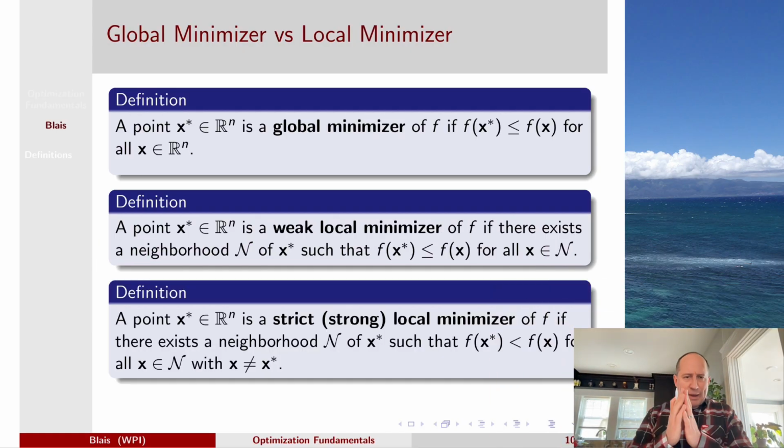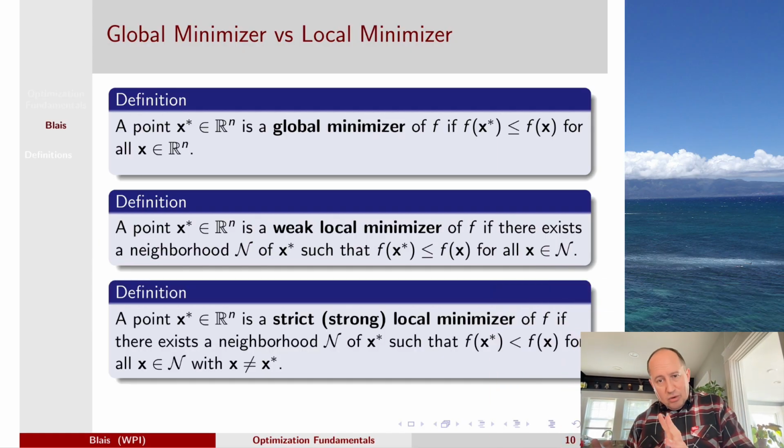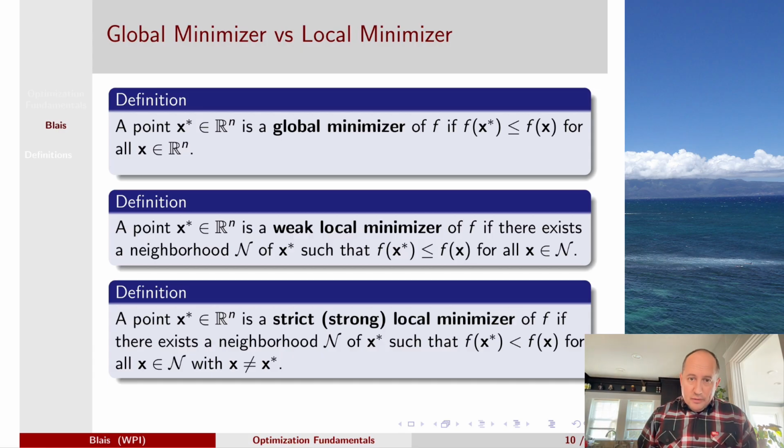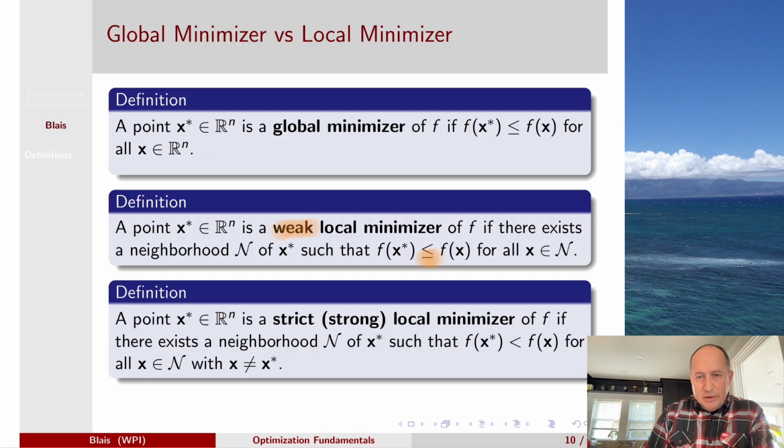Now, we also expand the definition of our local minimizer a little bit more to weak and strict or strong. And all that this does for a weak local minimizer is we allow the inequality to happen as a less than or equal to inequality. For a strict or a strong local minimizer, we have a strict inequality. And then you have to, of course, outlaw the point x star itself.